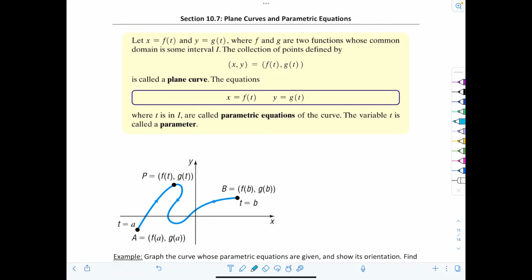In this video, we're going to learn about plane curves and parametric equations. This is video lecture for section 10.7 Precalculus. Definition to kick things off.